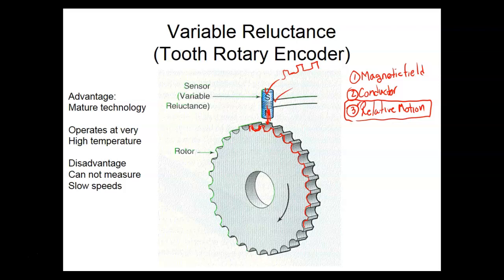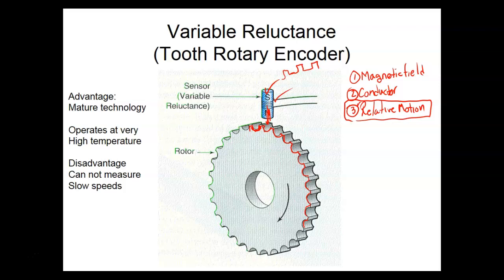In fact, the first speed encoder that I ever ran into was one of these guys. We had it on a unit at U.S. Steel where we used to sense the speed. They operate at very high temperature. The disadvantage is they cannot measure real slow speed.